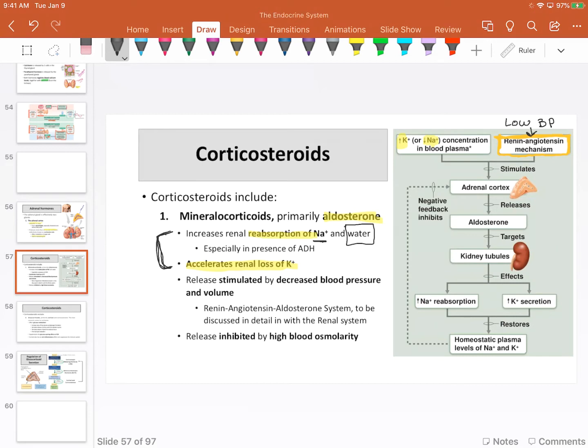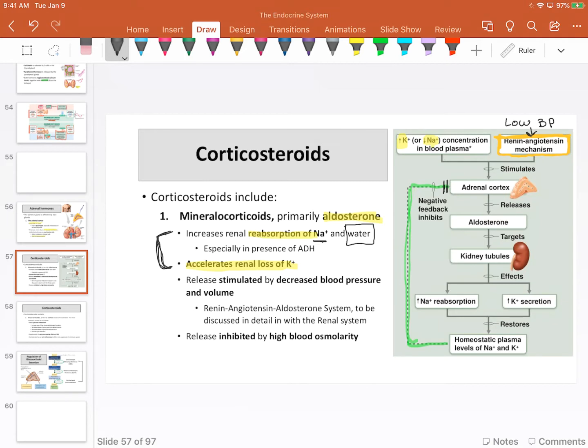Now, all of this will be inhibited. Aldosterone is prevented. Let me highlight this. When blood osmolarity is high, or at least normal to high, I should say. And so once we reach these homeostatic levels or elevated levels of sodium and potassium, we're going to inhibit the release of aldosterone. And if I were to draw this, this particular picture used the dashed line to represent inhibition. I would probably prefer this symbol. But regardless, it both means the same thing. It's an inhibitory signal that suppresses the release of the aldosterone from the adrenal cortex.